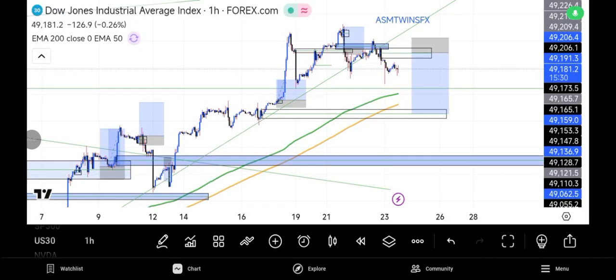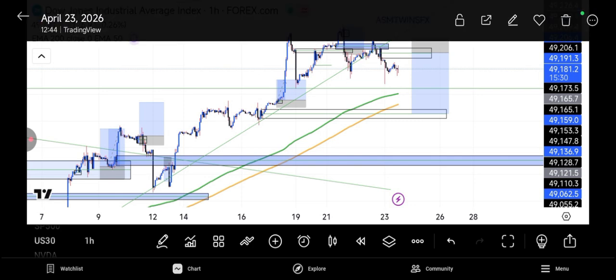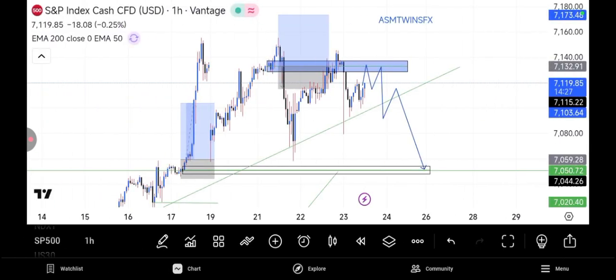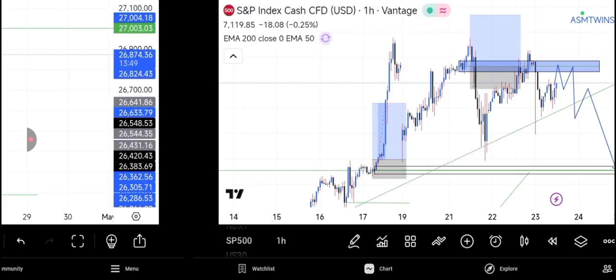Okay, good day everybody. This was my POI for today for the indices. You can see this was a screenshot already from my US 30, which is the Dow Jones. This is for the S&P 500. So this is what I was expecting price to move from this place to this place.